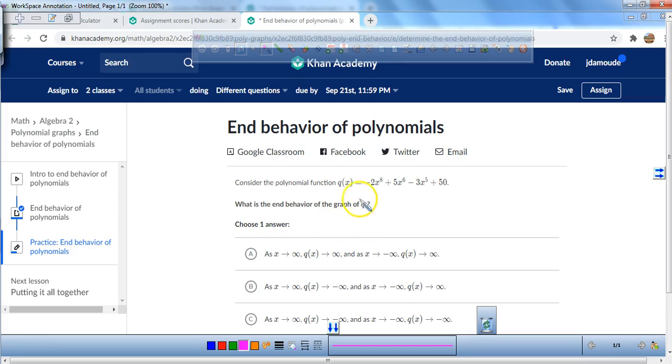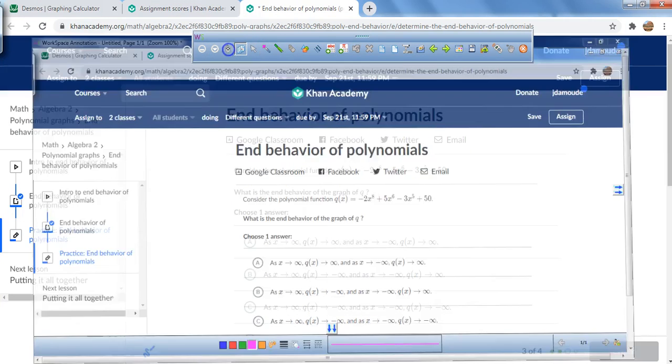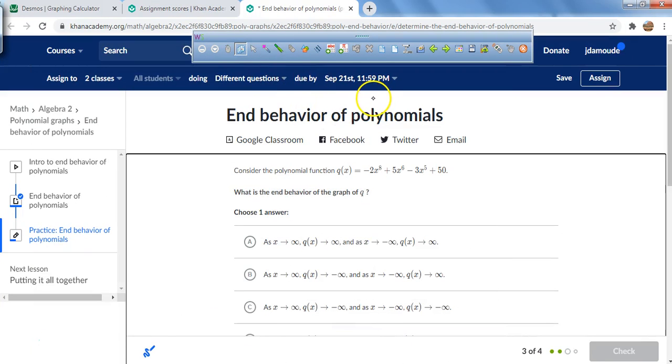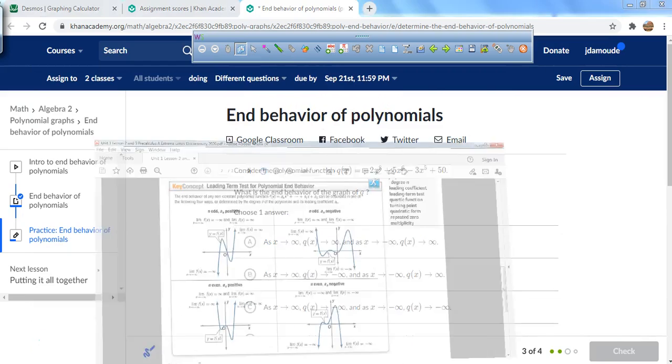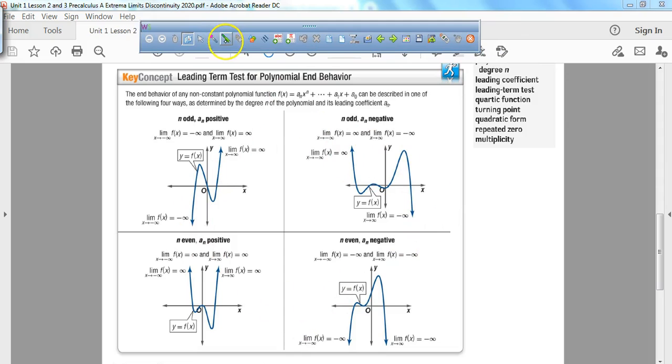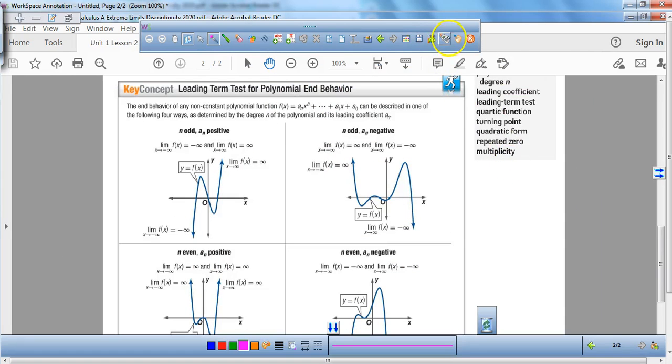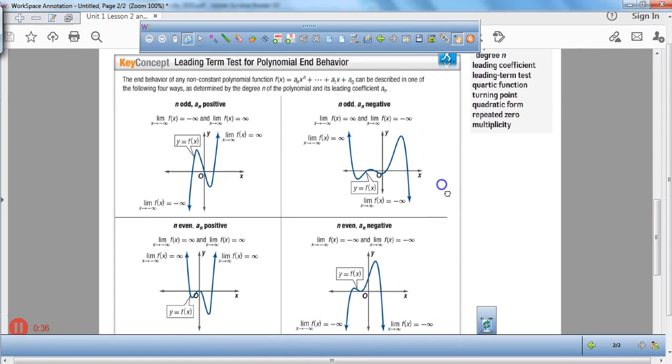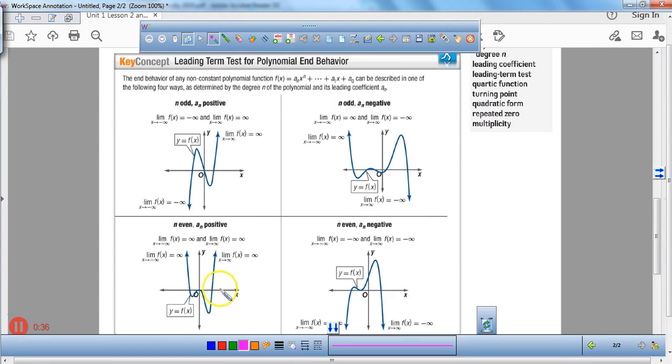So here's what I'd like you to do. I would like you to go to your document that has this table right here. This is a beautiful table, and it talks about end behavior with different types of functions. Now, something we talked about in the past is what an odd versus an even function is. Well, this is not what it's talking about. This is talking about an odd degree function or an even degree function.